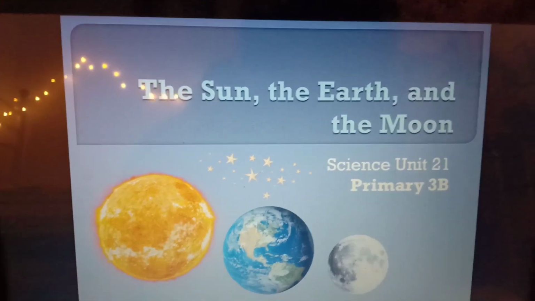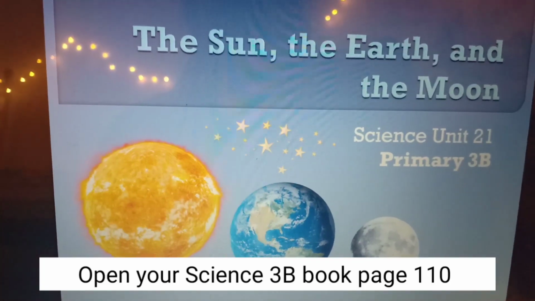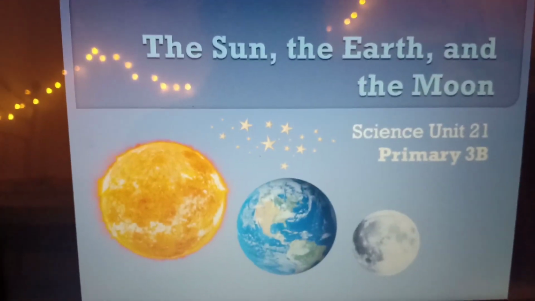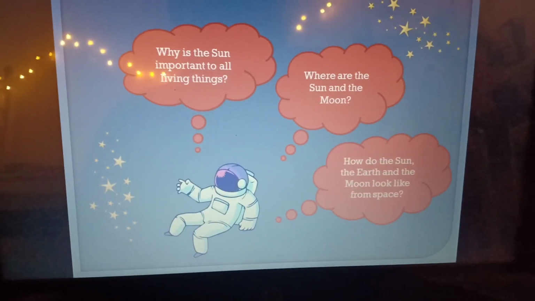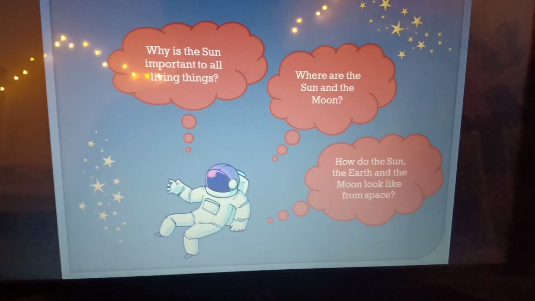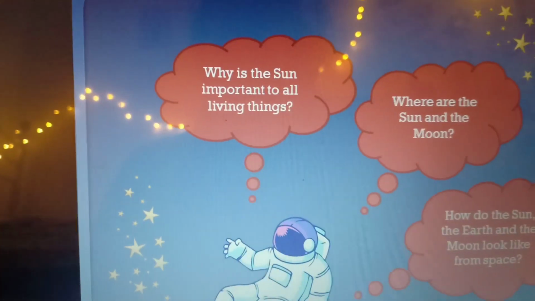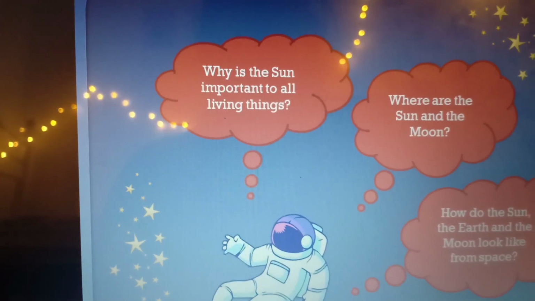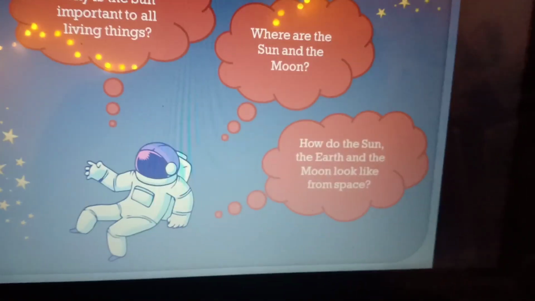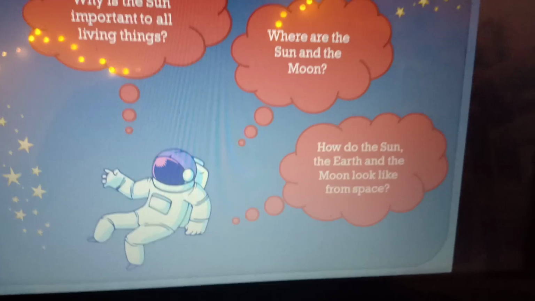Let's open page 110. It's Science Unit 21, and the title is The Sun, the Earth, and the Moon. Before we study, I have proposed 3 questions that can be answered from this chapter. The first question is, why is the sun important to all living things? The second, where are the sun and the moon? And the third, how do the sun, the earth, and the moon look from space?